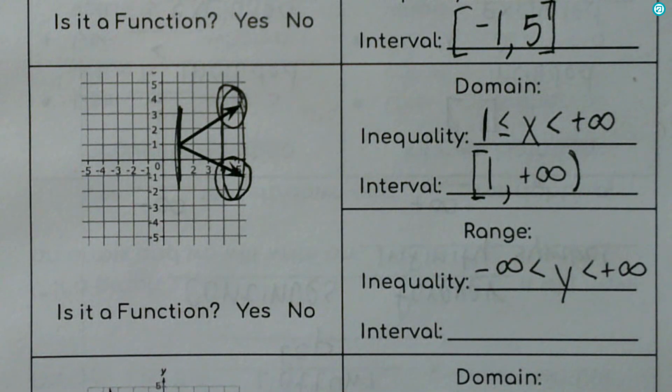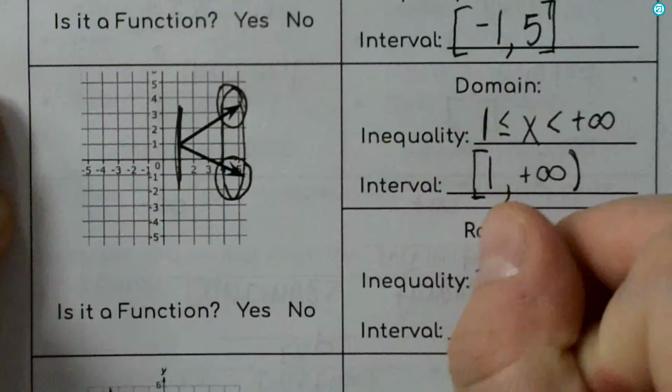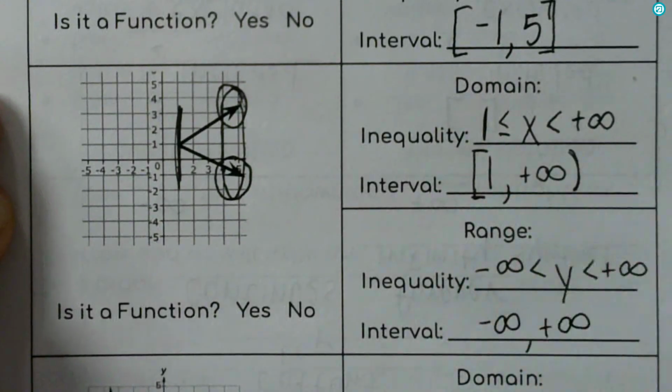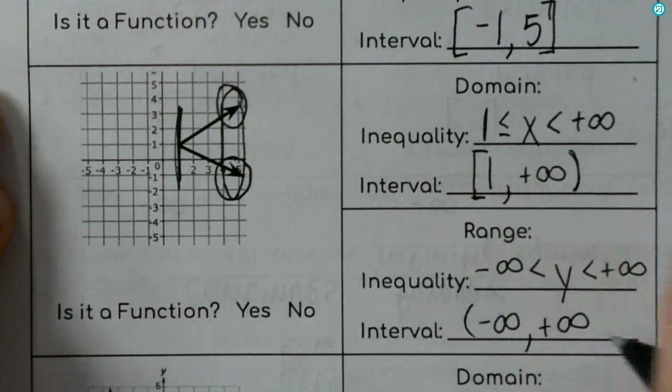Okay, for interval notation, we put negative infinity, comma positive infinity. And then with infinities, you always use parentheses because you never quite reach it.